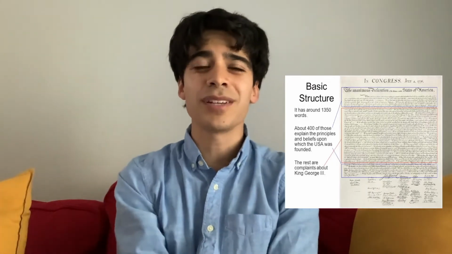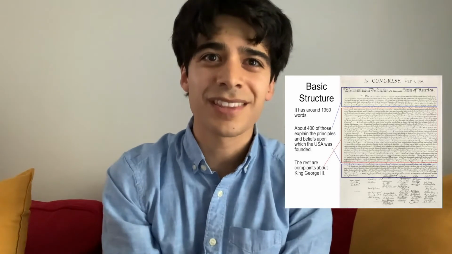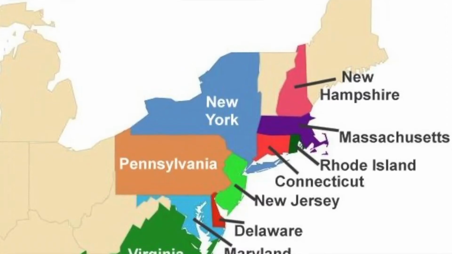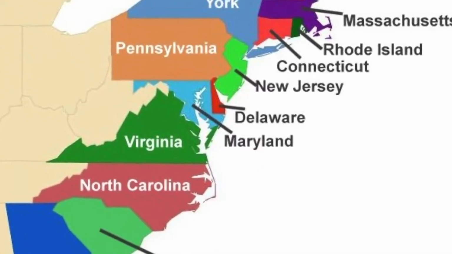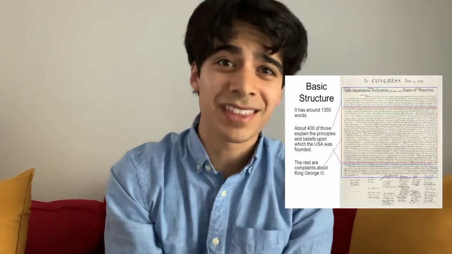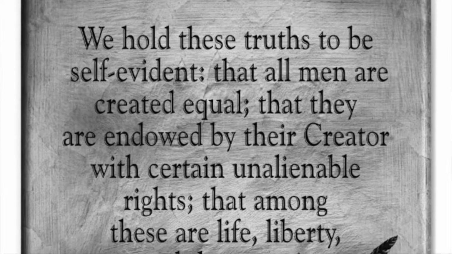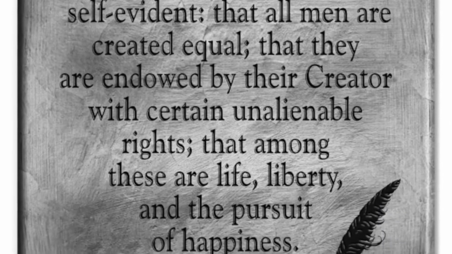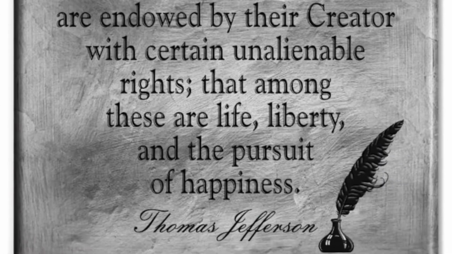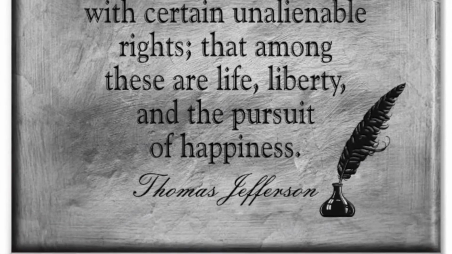Let's break it down into four parts. First, the intro. It simply states how the 13 colonies have united to form their own nation, and that they think it's time to separate. Second, the social contract, aka the rights of man. This is the juicy part, the part we quote so much, the all men are created equal portion. And I'll get back to that in just a minute.